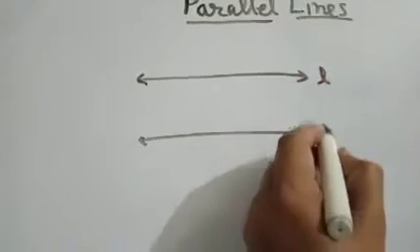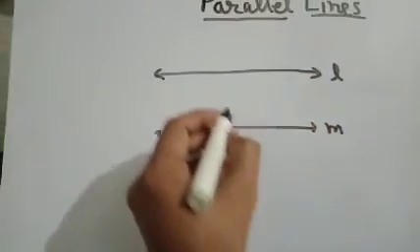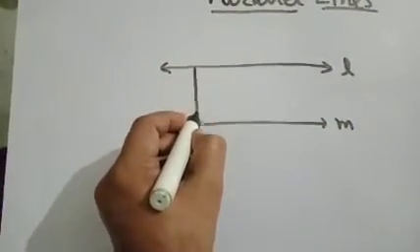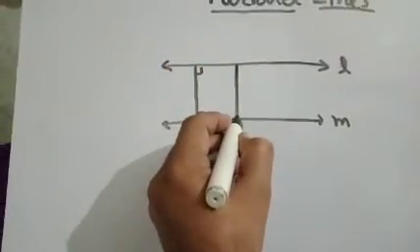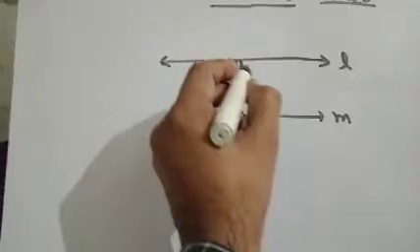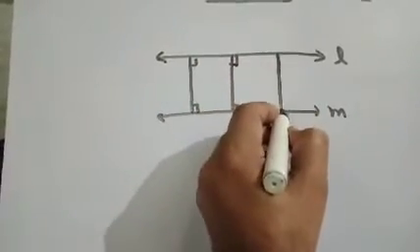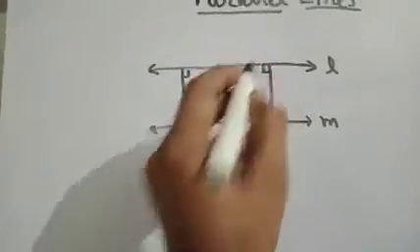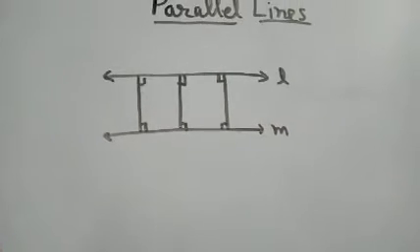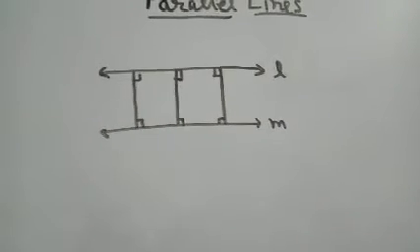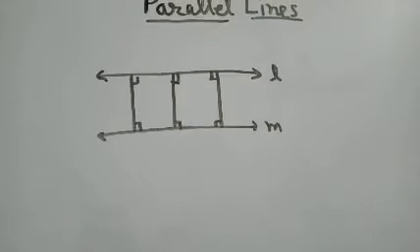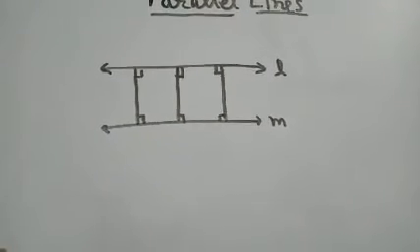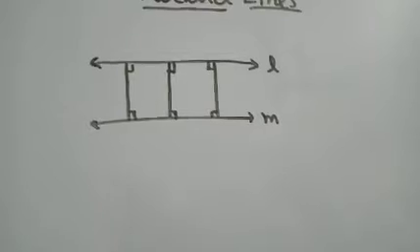Line L, line M, if the perpendicular distance at any point remains the same. Some examples of parallel lines are a railway track, a ladder in your house, edges of a blackboard, etc.